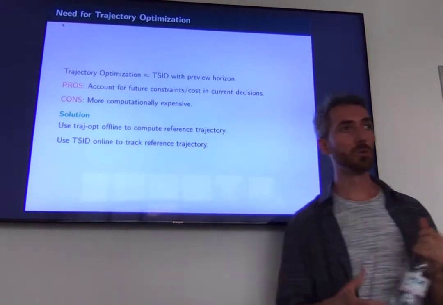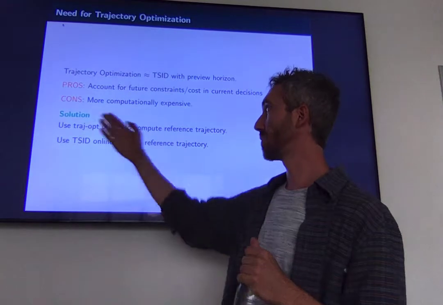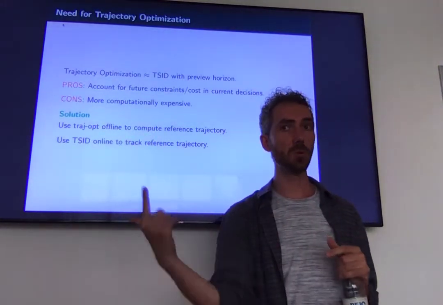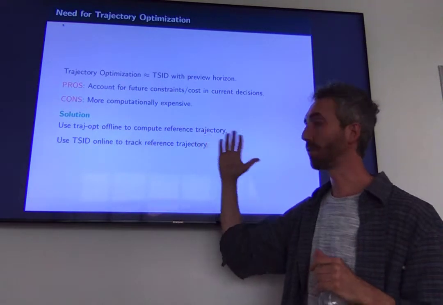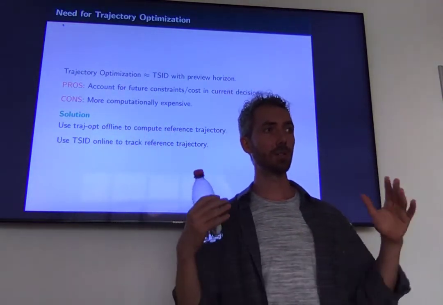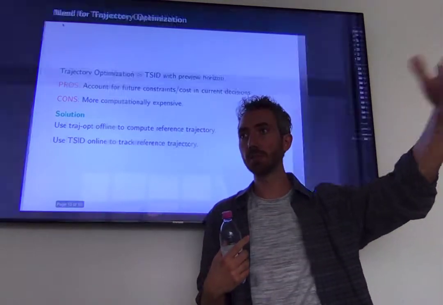So what is the solution? The solution is, let's try to use trajectory optimization offline, so before executing the motion, to compute a reference trajectory that is feasible, satisfies the constraint, and that is smart because it foresees potential problems that may happen into the future.